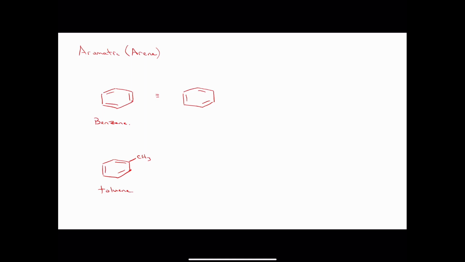So if I gave you a structure and you saw this aromatic ring in it, you would simply put a box around it, for example. If I asked you to label that, you would say, okay, well, the functional group here is aromatic, or you could put arene. Either one is fine with me.